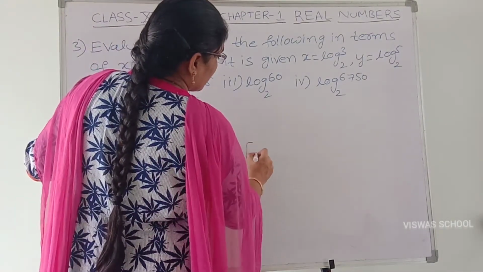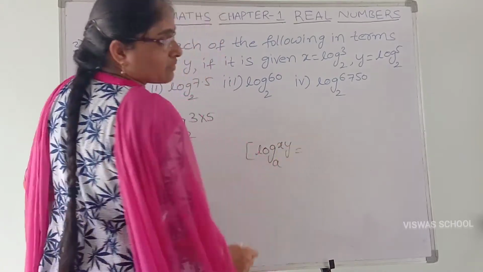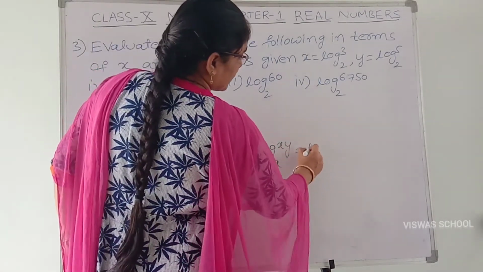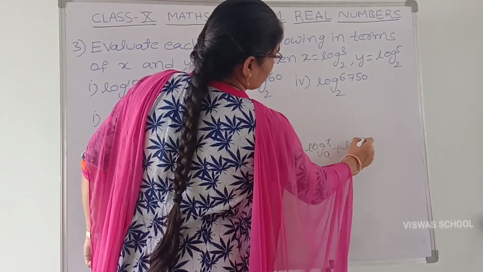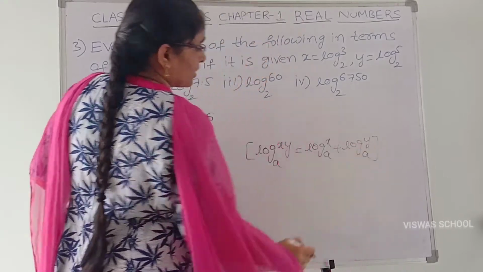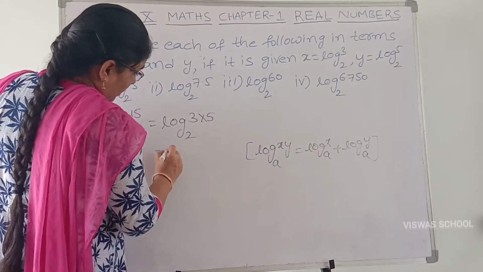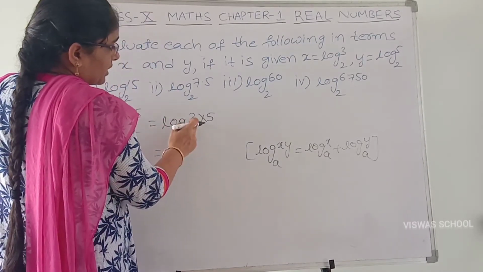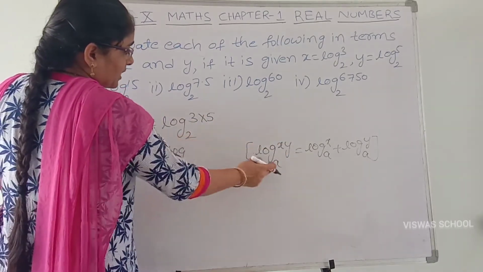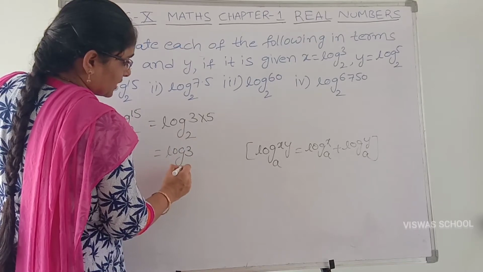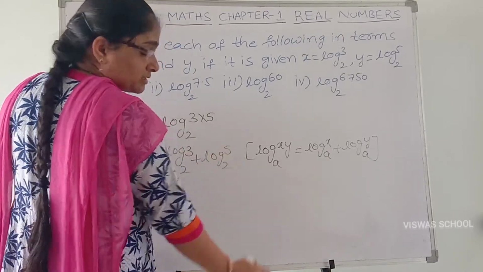Log xy to the base a is equal to log x base a plus log y base a. Here log 3 into 5, that is x into y, and the base a is 2. That is log 3 base 2 plus log 5 base 2.